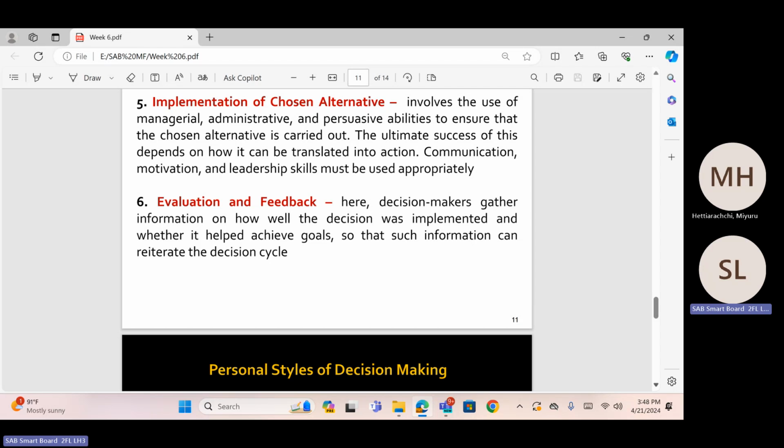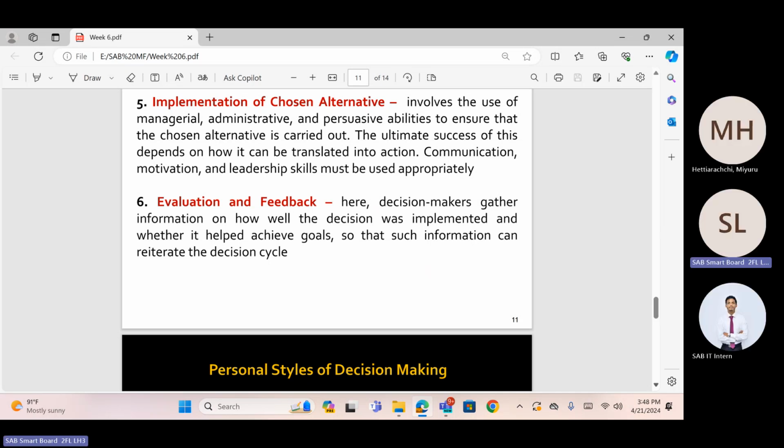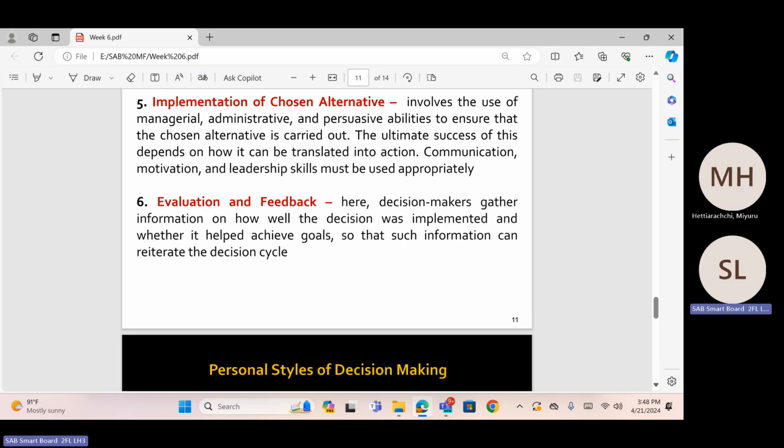And then the selected solution should be implemented, where a lot of resources and other critical success factors should be considered, including technology, leadership, communication, employee motivation, finance, structure, and culture. Finally, the decision maker should gather information, mainly operational level information, to evaluate the effectiveness of the decision making. It helps them make future decisions successfully.